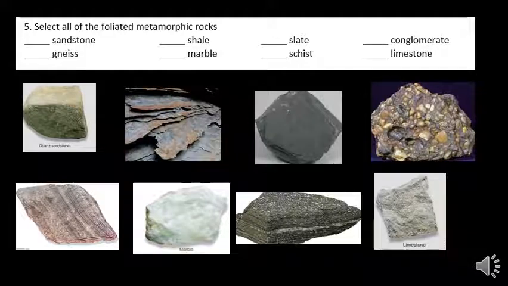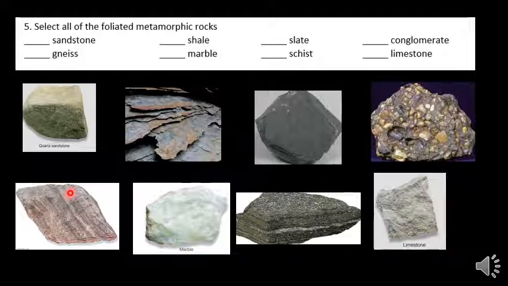Select all the foliated metamorphic rocks. Foliation is a banding appearance, right? It can either be by color. This is gneiss right here. And all these rocks are sandstone, shale, slate, conglomerate. They're in the same order as they are up here at the top. We got gneiss, marble, schist, and limestone.